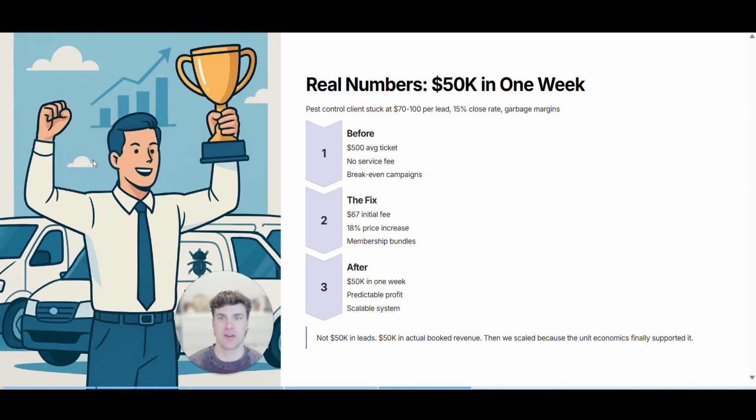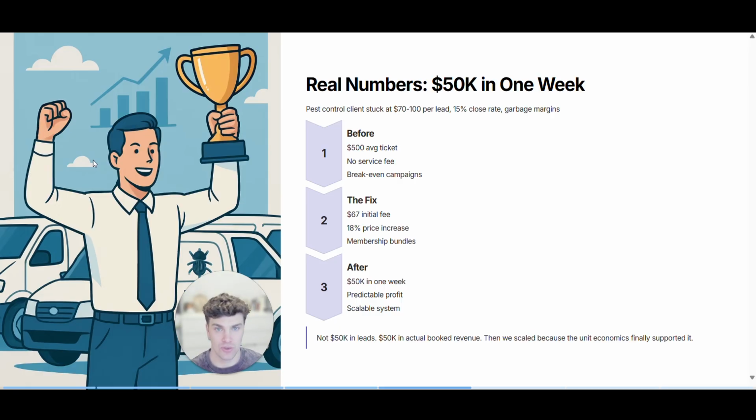So we did this for one of my pest control clients, and they were paying about $70 to $100 per lead, and their close rate was about 10 to 15%, we can say. Once we put in this initial $67 service, we were doing this and we were closing people on the phone. No, they were not paying $67. They were paying a yearly contract, and we were locking them in on quarterly and yearly contracts to where we would come out and service either monthly or quarterly.